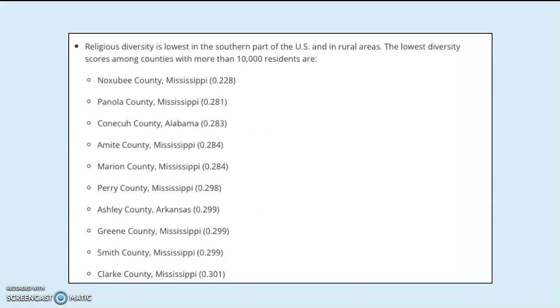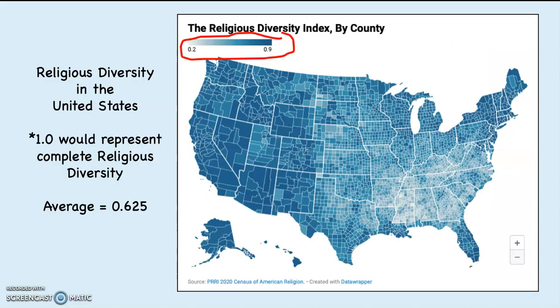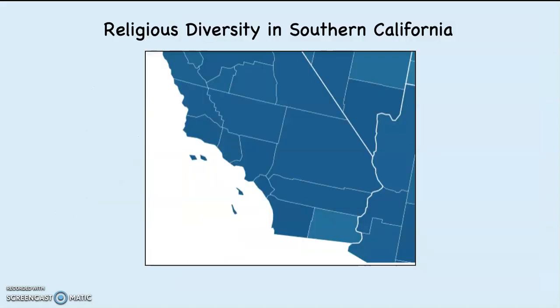And then religious diversity is lowest in the southern part of the United States and in rural areas. And that's probably what you thought anyway. And notice where it is. Mississippi, Mississippi, Alabama, Mississippi, Mississippi, Mississippi, Arkansas, Mississippi, Mississippi, Mississippi. It fits exactly with the map that we just saw. So if you look, you can see that the South indeed has the least diversity. And then, basically the West as an entire region has the greatest diversity.